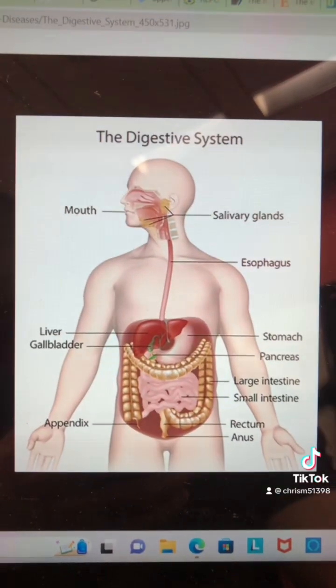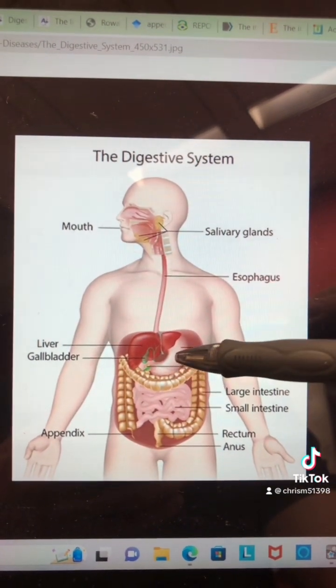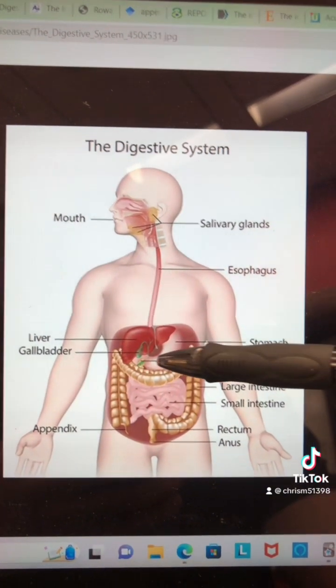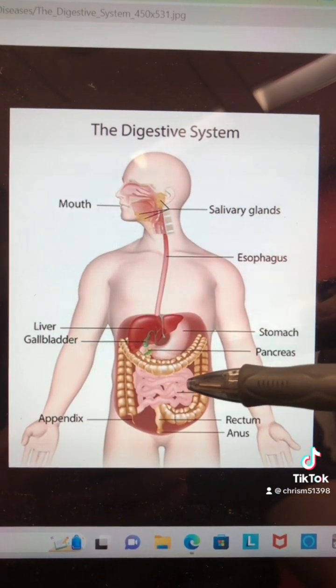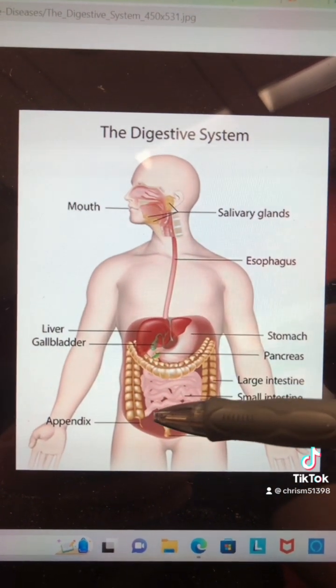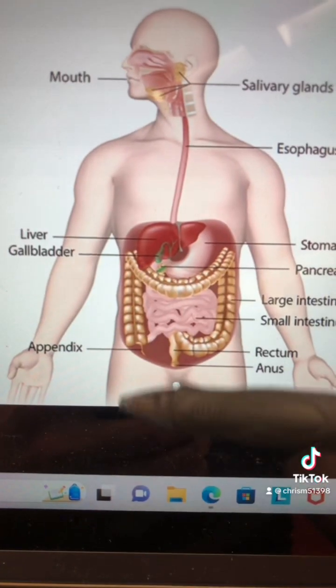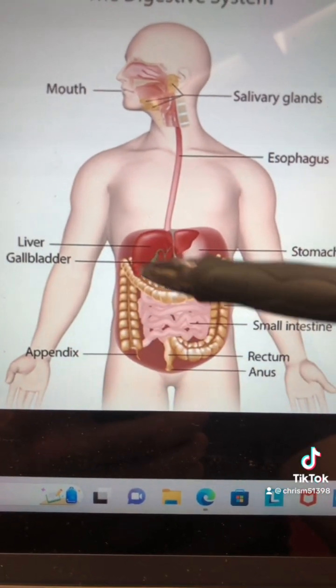So this is the digestive system. The main purpose of the digestive system is to process and extract nutrients from food. So when we eat food, it travels down into the stomach, and then from the stomach, it moves into the small intestine. The small intestine is where a lot of nutrient extraction takes place. It then moves into the colon. The colon, for obvious reasons, is also called the large intestine.